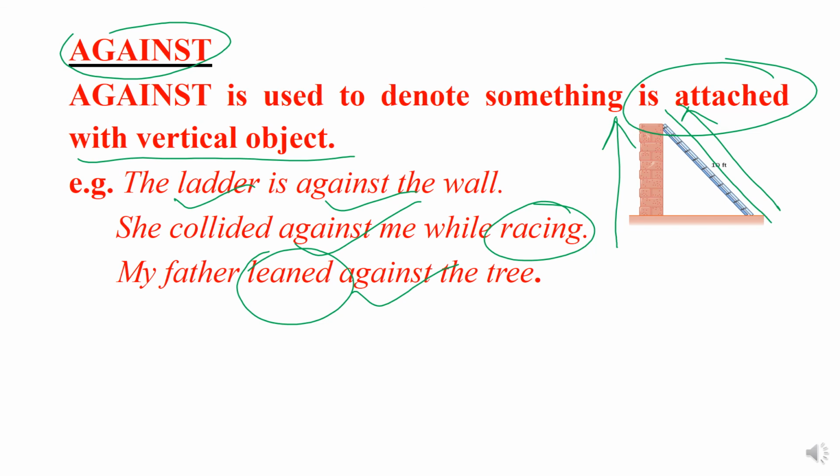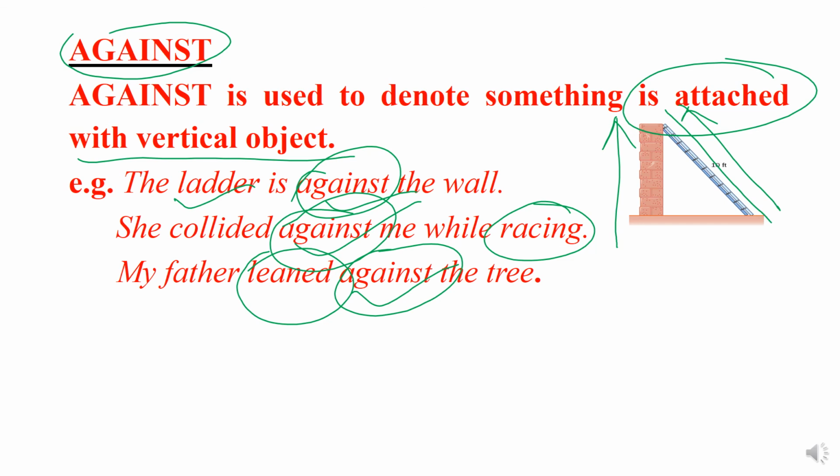Yes, so against is used to denote that something is attached to a vertical object. It can be a wall, a person, a tree, it can be anything. When we put our head on the wall, that is called leaning. In that situation we have to use against. So the ladder is against the wall, my father leaned against the tree, or I collided against my sister. Okay, let's go to the next page.